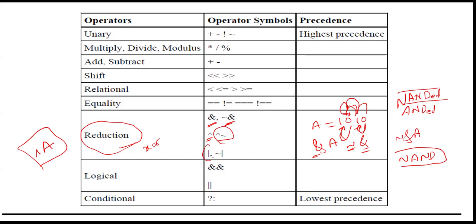And this vertical bar that you are seeing is for OR operation. So this is OR reduction, and this is NOR. For NOR, we use this one.